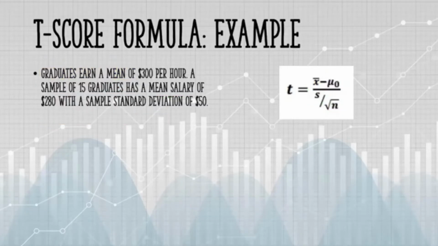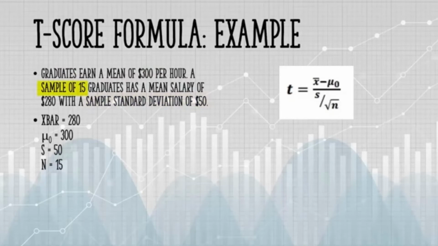Let's say you have some data on how much graduates earn. This is how you'd find the t-score. X bar is the sample mean, and that is given here as $280. Mu sub 0 is the population mean. We're told graduates earn a mean of $300 per hour. That would be our population. S is the sample standard deviation. We're told that's $50. N is the number of items in the sample.